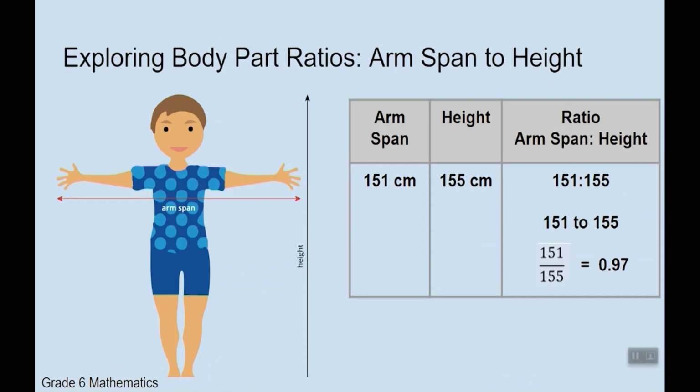Take a moment to find a tape measure or a tool that has centimeters. If you can't, that's fine. You can use other units like inches too. Once you have your tool, measure your arm span and your height. Write it as a ratio like Anne did. What do you notice? Go ahead and write that down.